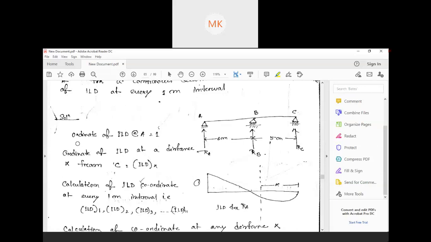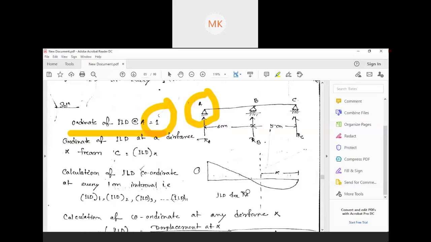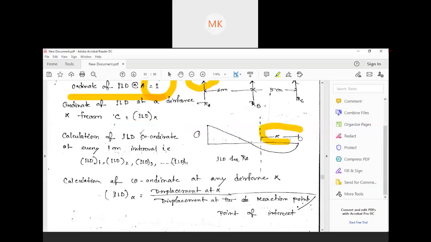Okay. So first we need to consider the ordinate of ILD at A, at this point, is equal to 1, because everything we are going to do is by considering a unit load. After that, the ordinate of ILD at a distance x from this point C is given by ILD at x.